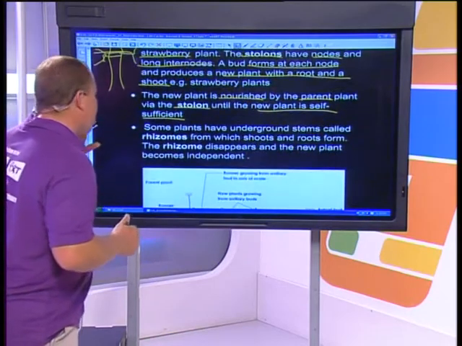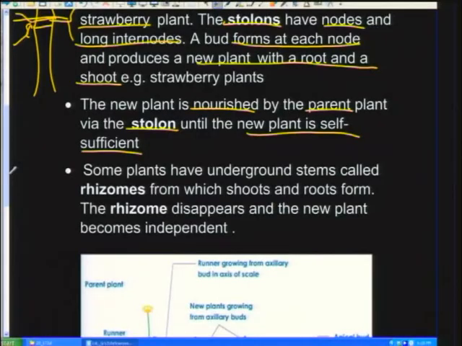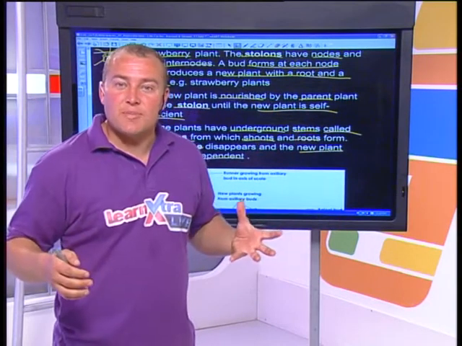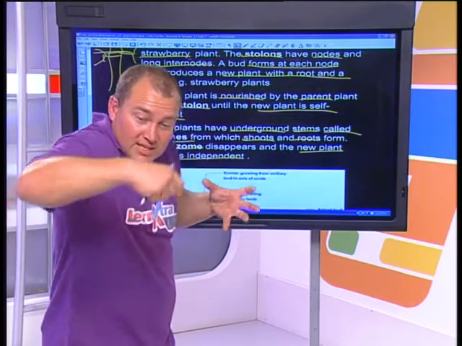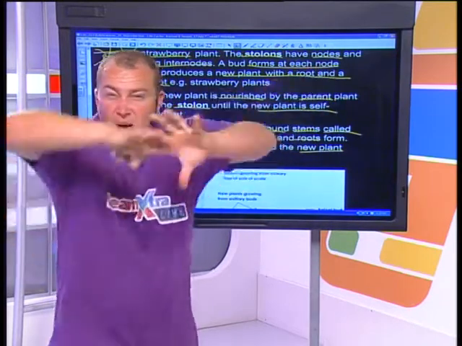Okay, then we have a look at it. Some plants have underground stems called, here we go, rhizomes, which form shoots and roots from the rhizome, plain and simple, and disappear and new plants become independent. So when it shoots out like this and drops a new one, a new plant gets made and it's completely separate from the parent. Okay, so you with me there? It's an underground stem that comes over there, drops over there, new roots, new stem, new shoots, makes a whole new plant.